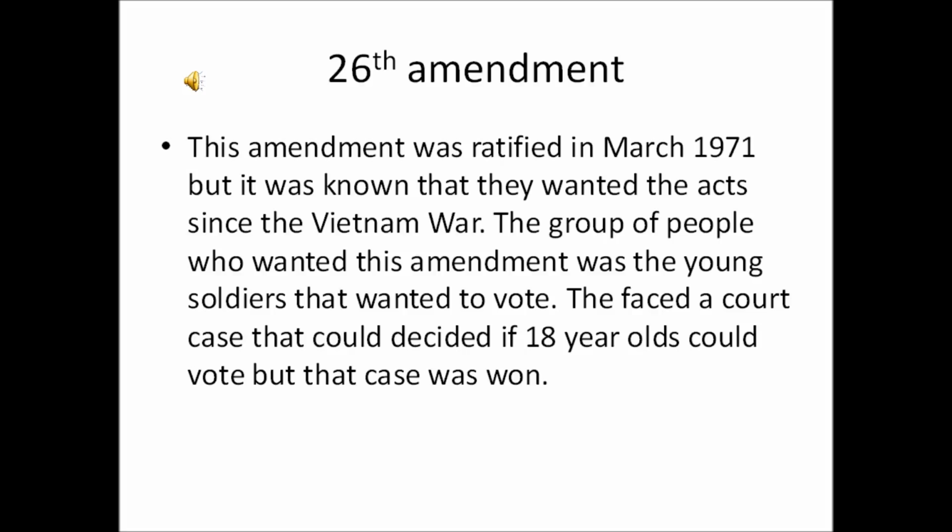fighting for their war. They faced a court case and decided whether the 18-year-olds could vote, but then the case was later won by the young people, so they accepted the 18-year-olds to vote at that age as an adult.